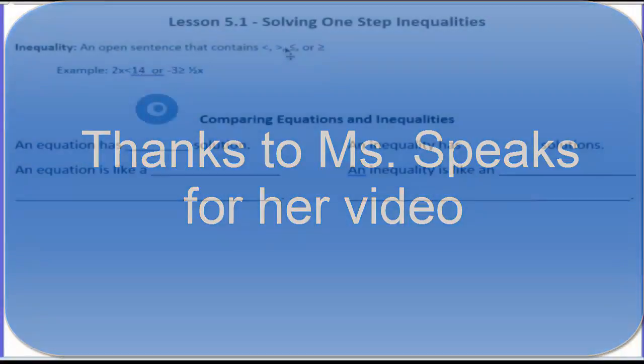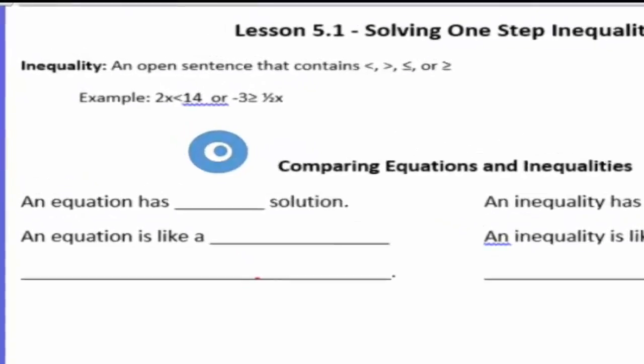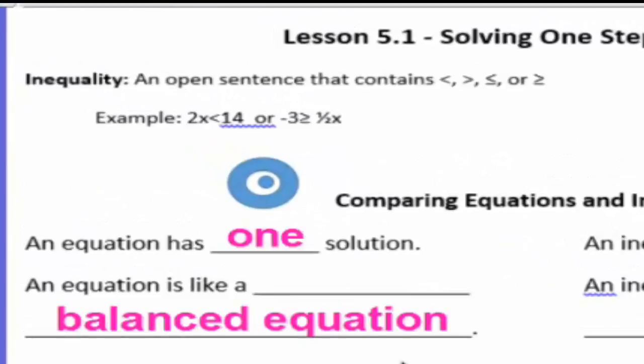The less than, greater than, less than or equal to, greater than or equal to, and we're going to solve these. So let's review equations and inequalities. So we have talked about solving equations before. And an equation, remember, only has one solution.